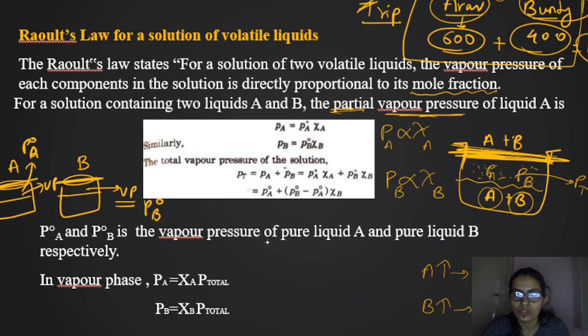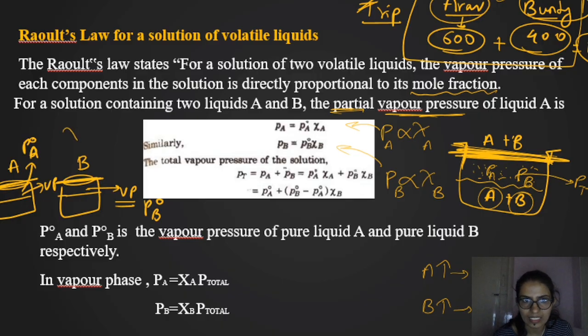Okay, so I hope you have understood. The higher the vapor pressure, it means the higher is the mole fraction of that component, the higher is the amount of that component present in the total liquid. So now can I convert this into this form? P_A is equal to P_A naught X_A, P_B is equal to P_B naught X_B.